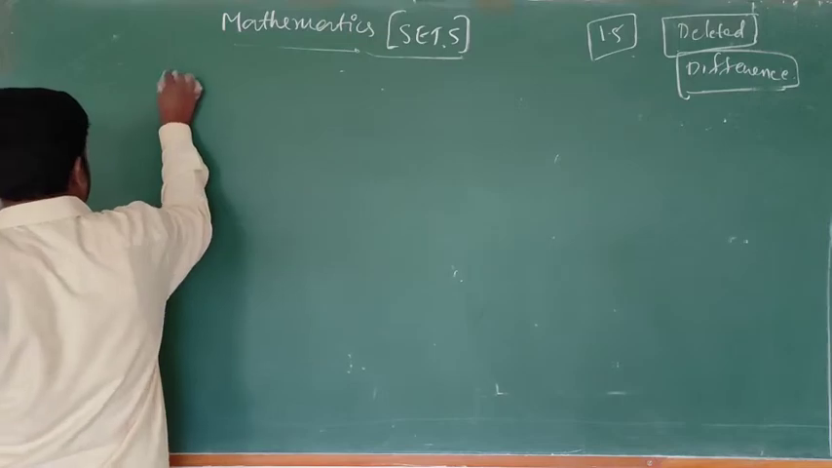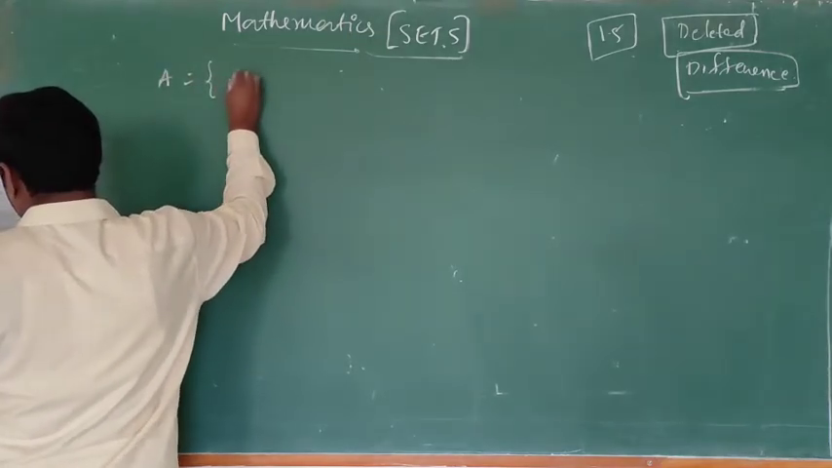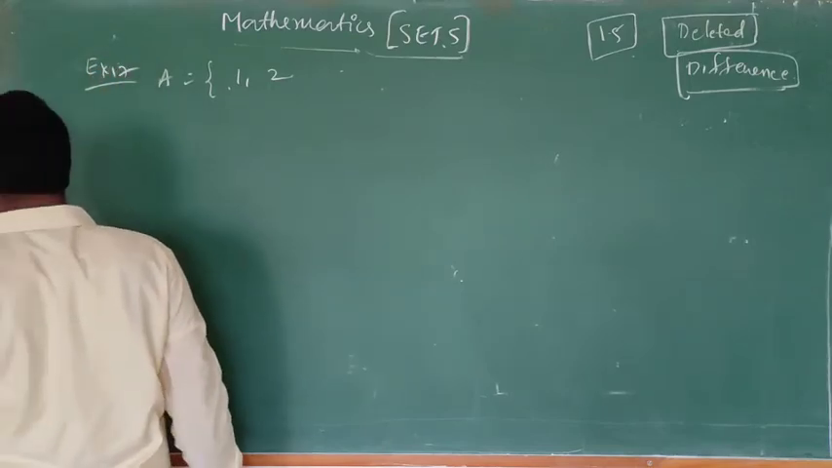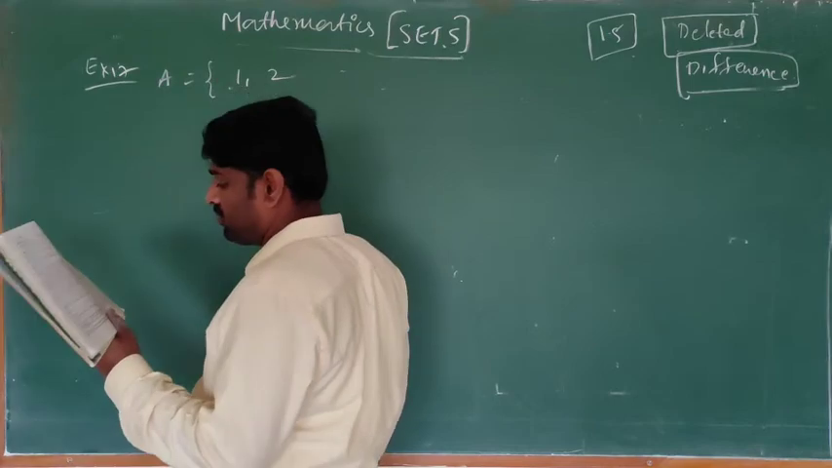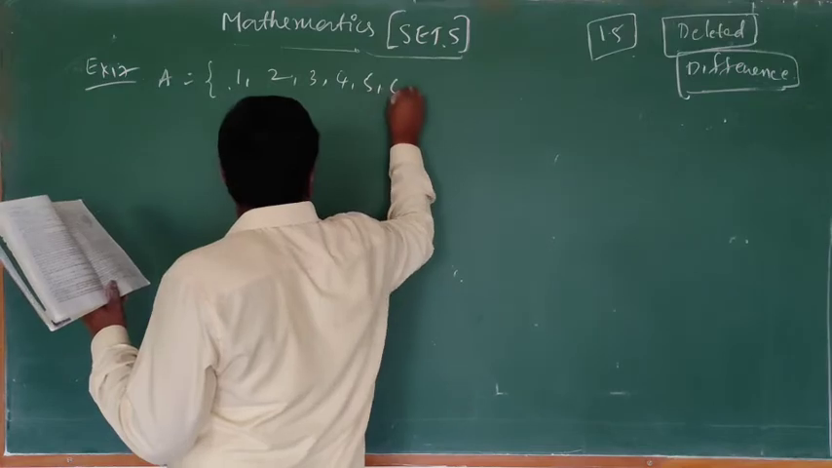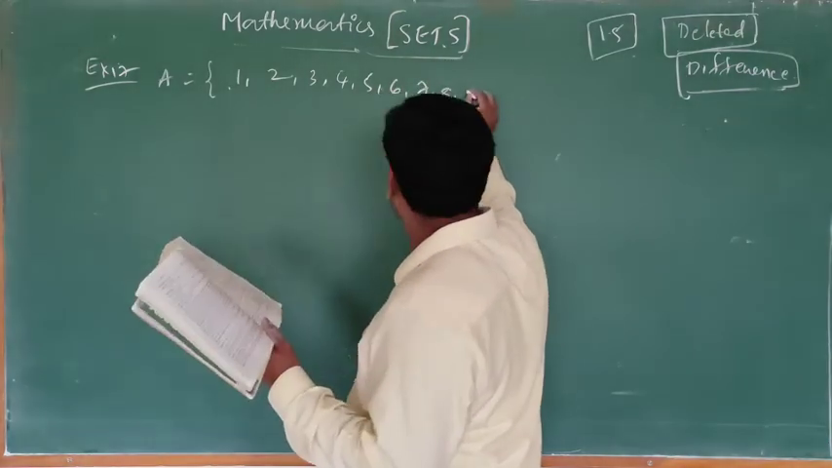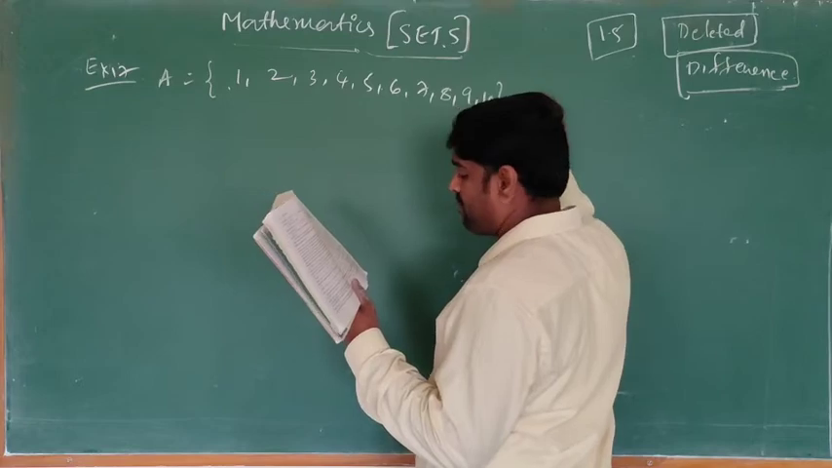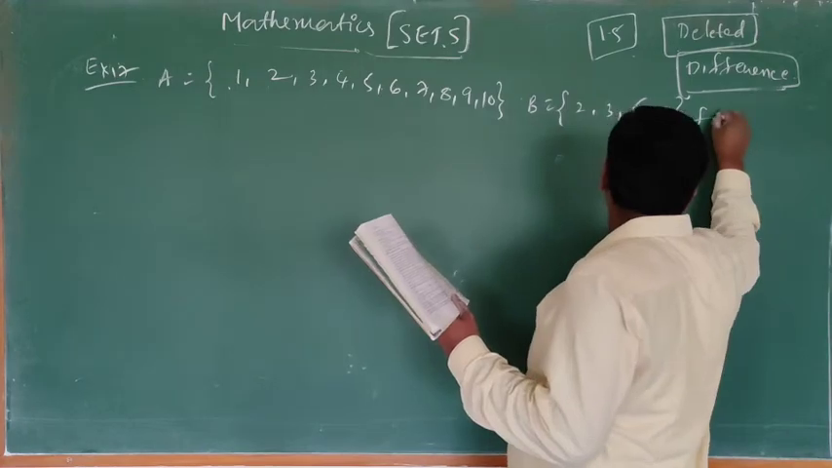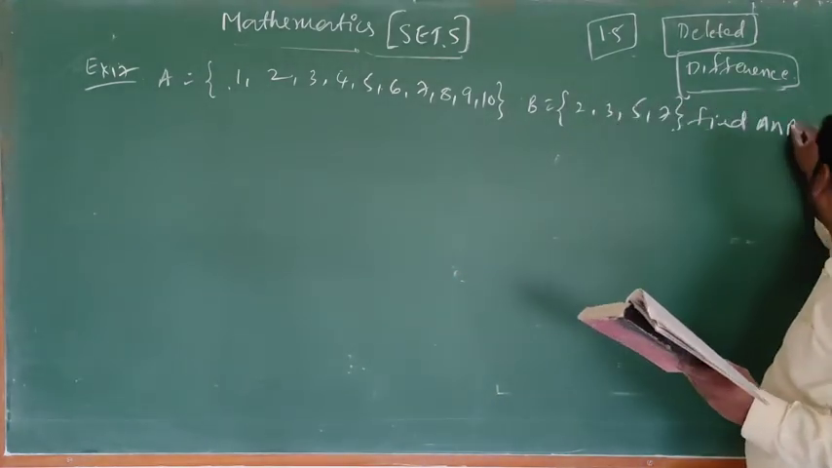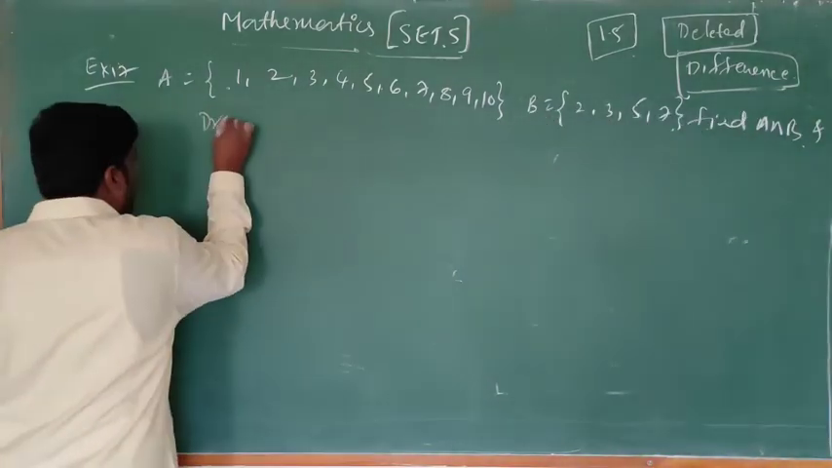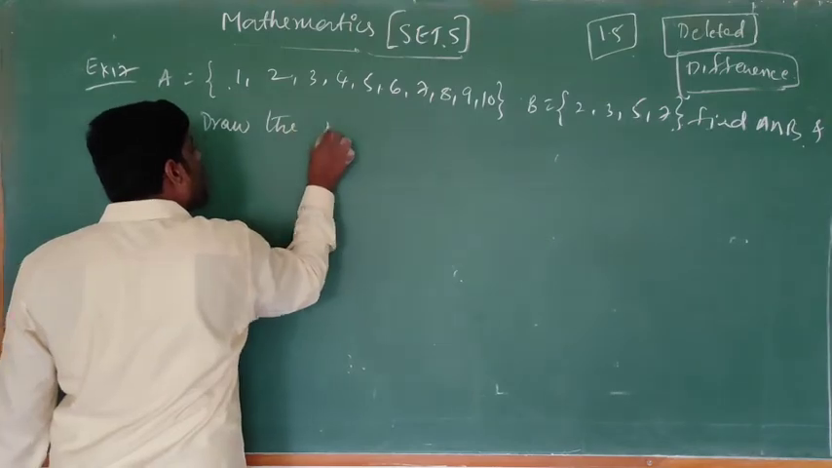Example 17. A is equal to {1, 2, 3, 4, 5, 6, 7, 8, 9, 10}. B is equal to {2, 3, 5, 7}. Find A intersection B and draw the Venn diagram.